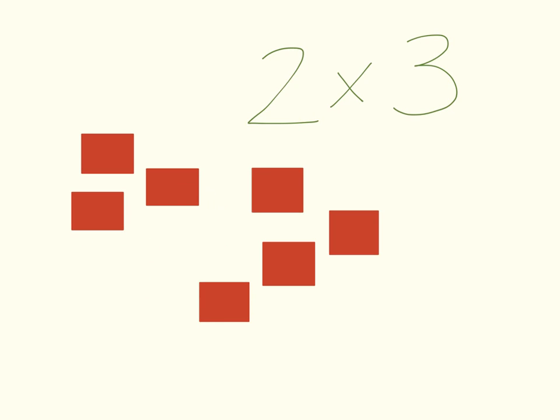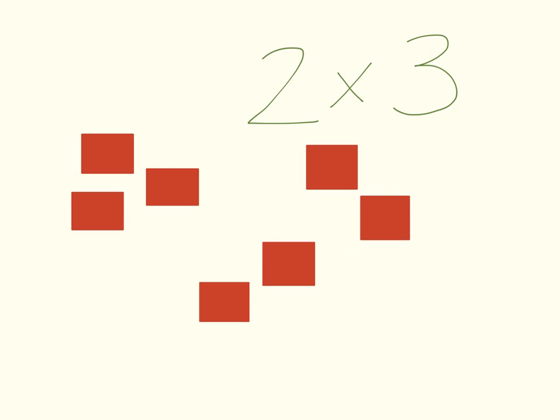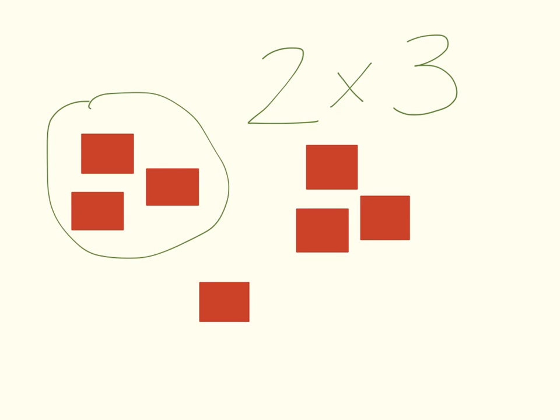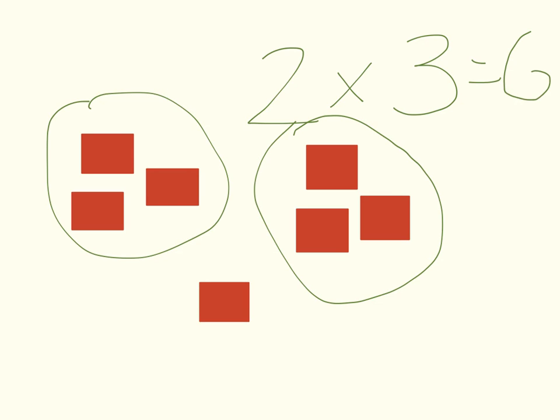When multiplication is introduced in third grade, we instill in the students the idea that they are creating groups. So let's consider the problem 2 times 3. We can think about that as 2 groups of 3. Right here I have a group of 3. Right here I have a group of 3. When I count these, I have 6 in all. So 2 times 3 is 6, because 2 groups of 3 is 6.